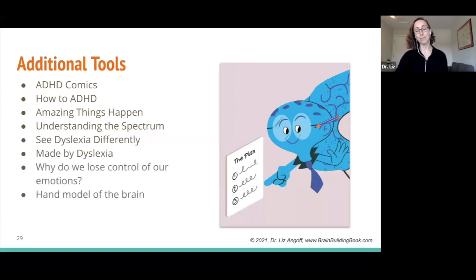The hand model of the brain, of course, is just a great metaphor for everybody to use. And there's a cute animation called Why Do We Lose Control of Our Emotions that uses that.